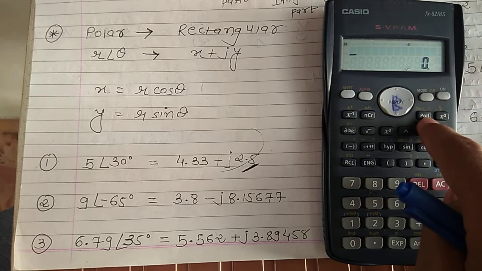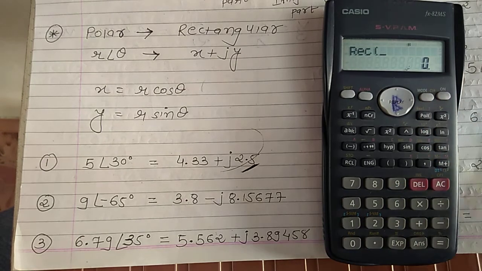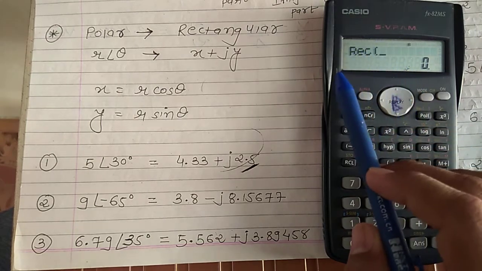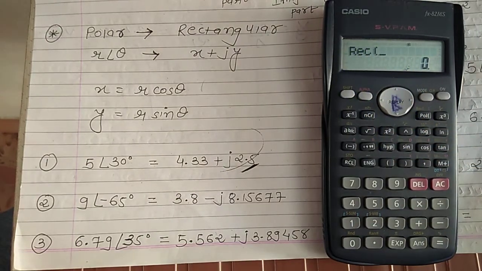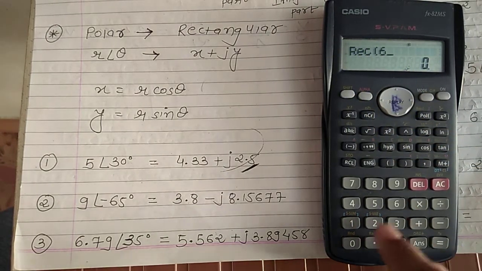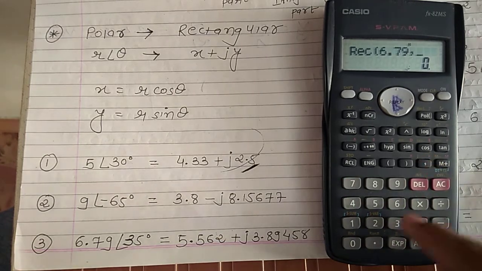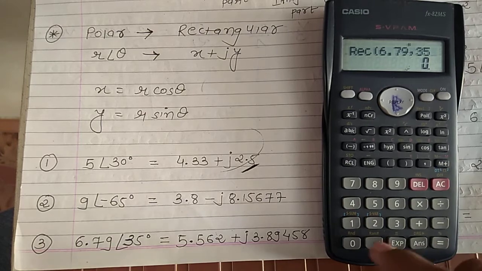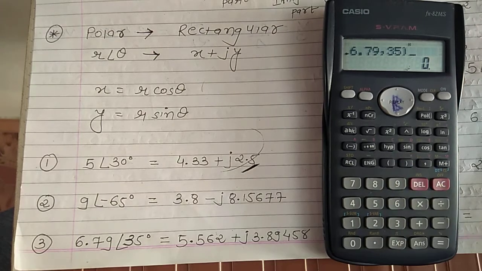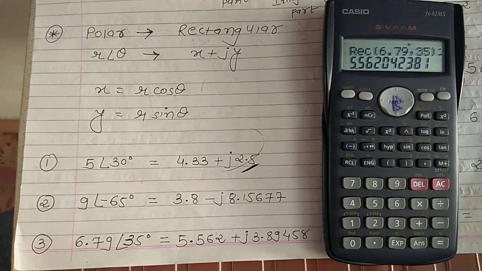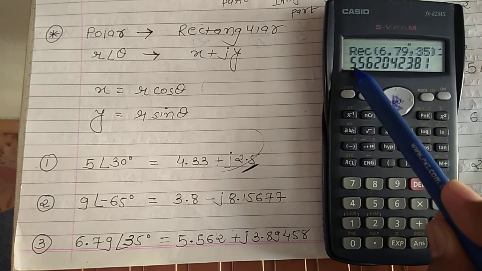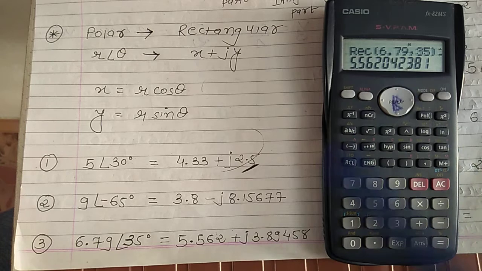In the FX82MS, if you want to convert polar to rectangular, you have to press shift with the POL bracket button, that means the polar button. So over here rectangular will be displayed. Now the procedure will be the same. You have to enter 6.79, that is the magnitude, comma, angle 35. Next you have to close the bracket and press the equal to button. So you will get the real part, that is 5.562, that I have written over here.